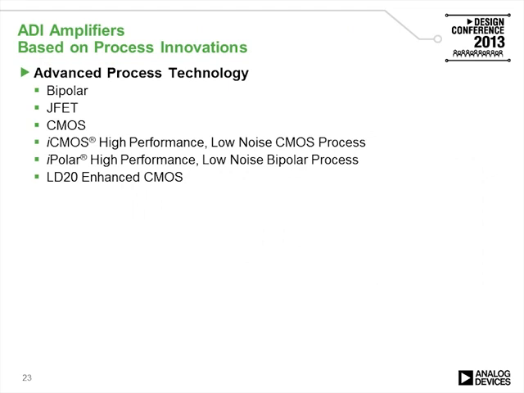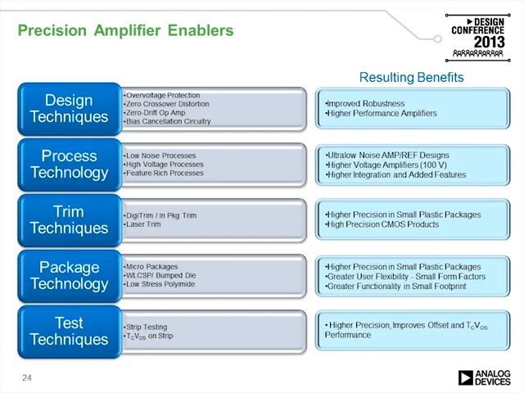ADI amplifiers are based on process innovations. Advanced process technology such as bipolar, JFET, CMOS, iCMOS, iPolar, and LD20 enhanced CMOS allows us to create world-class amplifiers. Some of the enablers for those high-class amplifiers are design techniques, process technology, trim techniques, package technology, and test techniques. The resulting benefits are improved robustness, high-performance amplifiers, low noise, high precision in small plastic packages, and improved offset and TCVOS performance.